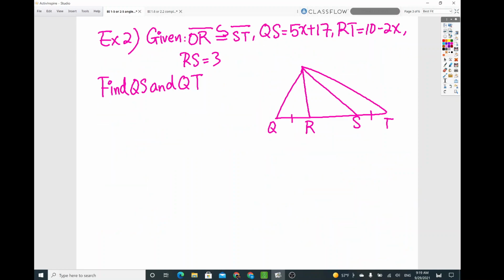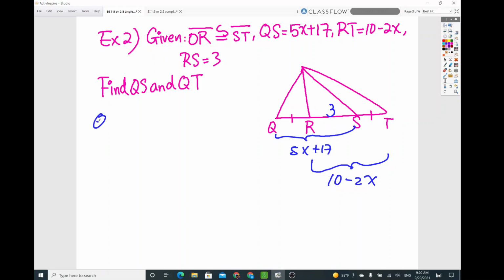Here's another one. Segment QR is congruent to segment ST. As you can see, I put a little tick mark here already. QS is 5x plus 17. You can always annotate it. And RT is 10 minus 2x. Also RS is already given, which is 3. Now you want to find the measure of segment QS, and then QT, the entire segment.